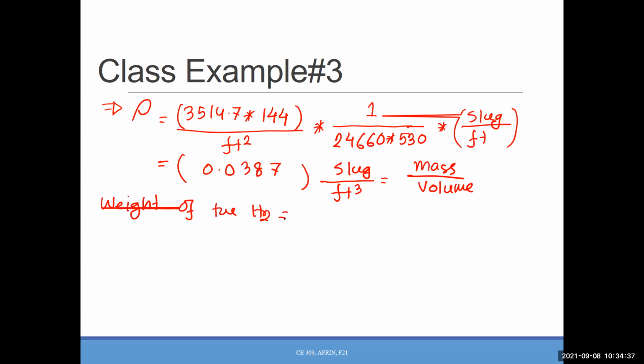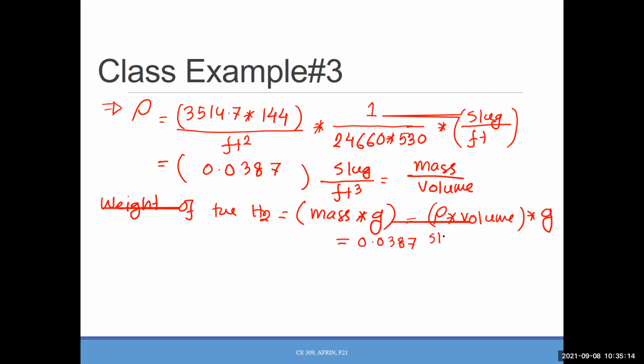Density is very much related to mass, and weight is related to mass also. Is there any way I can find the weight from here? Like mass times gravity is the weight, right? And how can we find the mass? Yes, good. This one, right? Okay, now we got density.